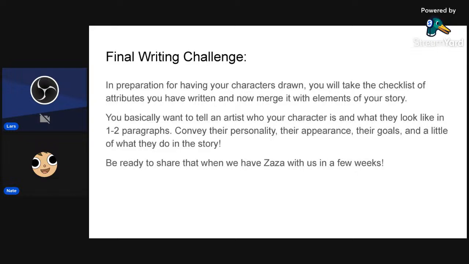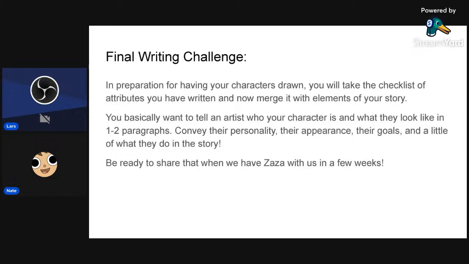That means if you want to have your characters drawn, you need to be able to transform your checklists into a presentation that you can hand over to an artist like Zaza or to anyone else to start bringing to life. Now, remember, a checklist is fine, but it's not enough. So what I want you to do is come up with 1 to 2 paragraphs to convey the personality of your characters, their appearance, their goals, and a little bit of what they do in the story. That way the artist better understands who they are dealing with.